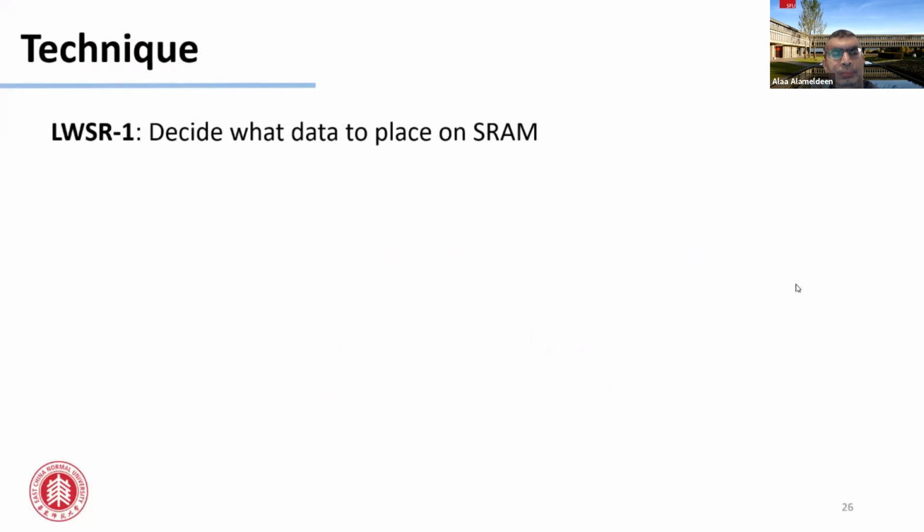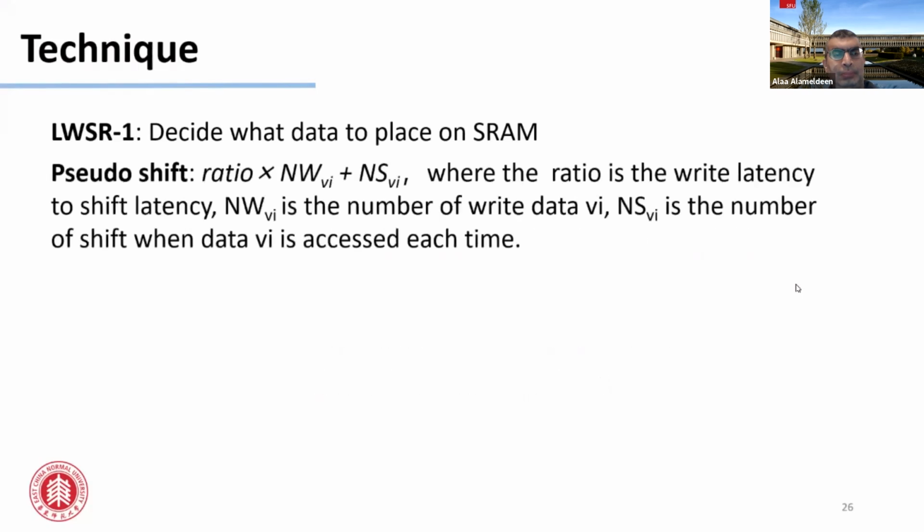LWSR1 decides what data to place on SRAM. It will pre-place the data on the RM according to the strategy of first access, first placement. Due to the shift operation of RM and the write operation that is more expensive than SRAM writes, the PLC2 shift is proposed to represent the cost of data on RM.